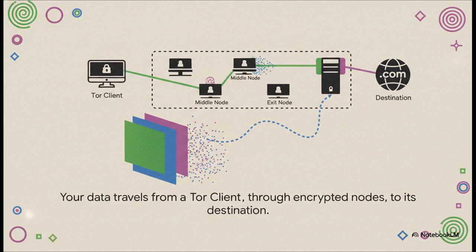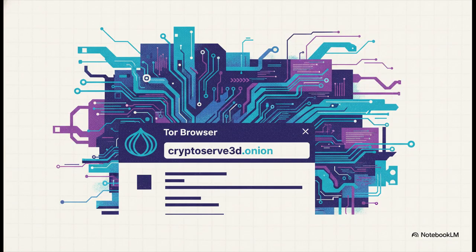Okay, let's trace the journey. It starts on your computer, which is the Tor client. From there, your encrypted data bounces to a random computer called a middle node. That node peels a layer and sends it to another random computer, the exit node. That final node peels the last layer and sends your data to its destination. The website you're visiting only sees the exit node, so your real location and identity stay completely hidden. Pretty clever, right? Now, to tap into this network, you can't just use your normal browser. You need a special piece of software, and the most famous one is the Tor browser. And you'll know you're in the right place because the websites don't end in .com, they end in .onion. That's your clue that you're navigating a very different part of the web.